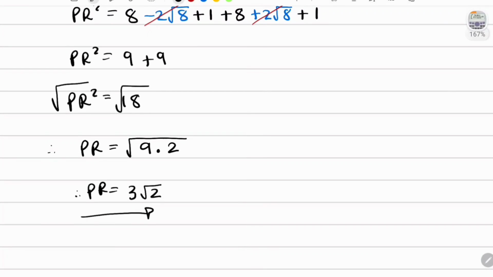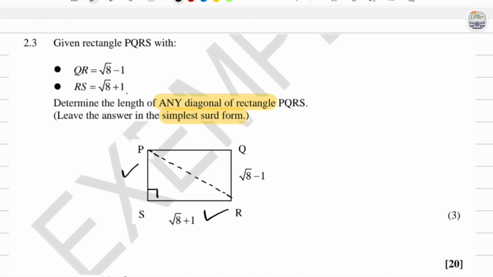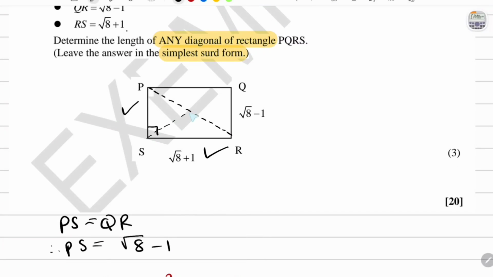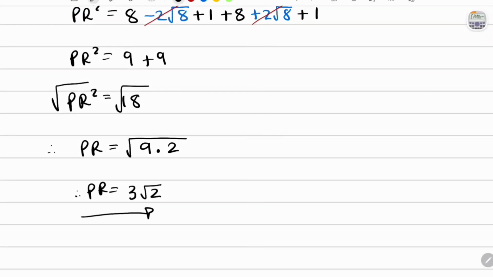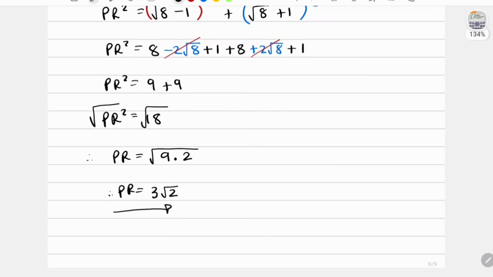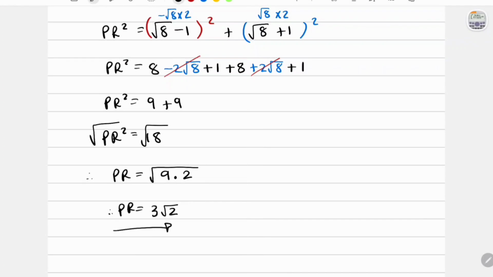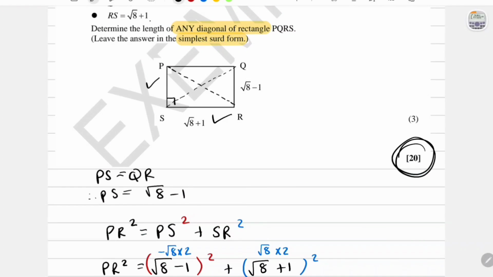Okay, so that would be the length of any diagonal because the diagonals in a rectangle are exactly the same lengths. Okay, so that is the final answer for question 2. Question 2 is a total of 20 marks. And we finally move on to question 3.